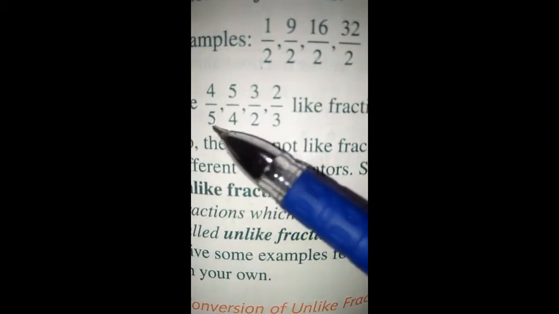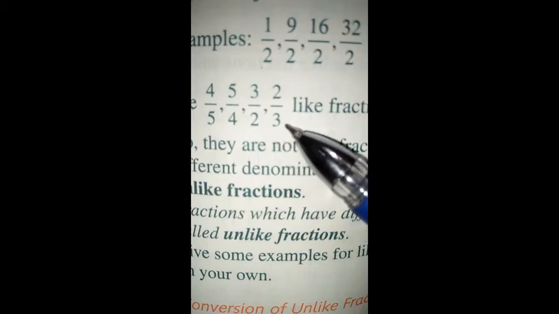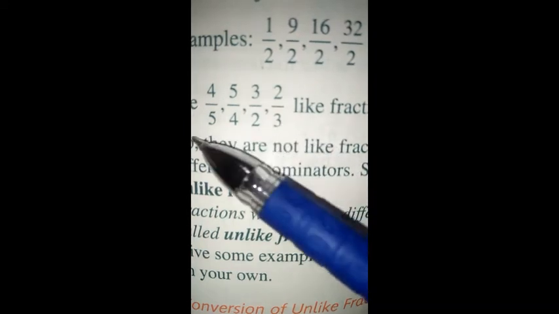And see, another set of fractions, 4 by 5, 5 by 4, 3 by 2 and 2 by 3. What do you observe? Yeah, the denominators are different, correct, good.